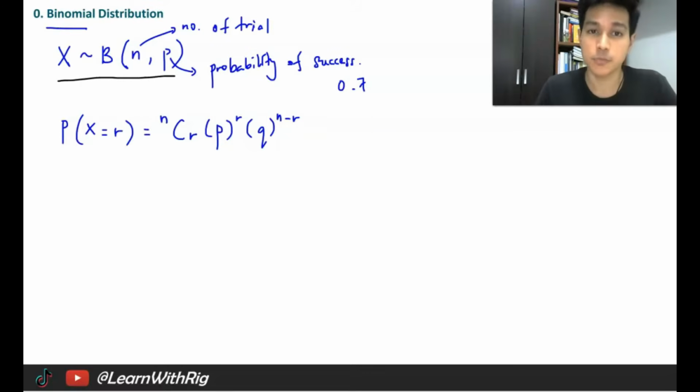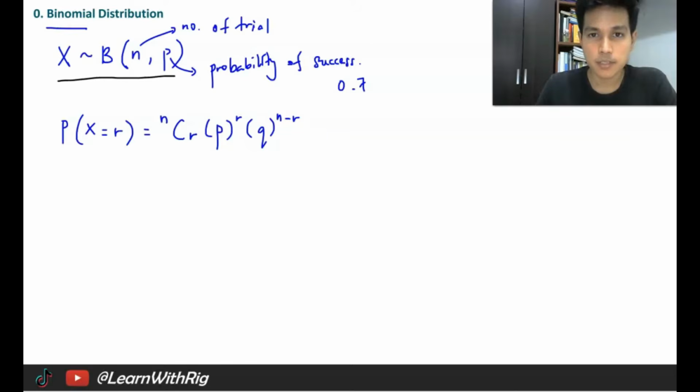So let me just explain what this formula is about. Like I said, n is the number of trials you're going to get from here. It's based on the expression. P is the probability of success. Then what about Q? Q is basically the probability of failure.